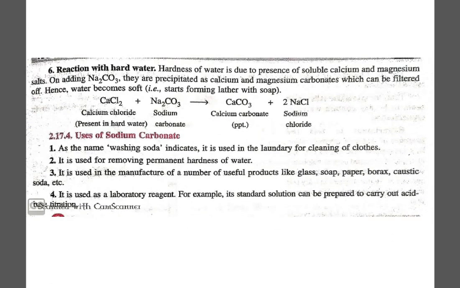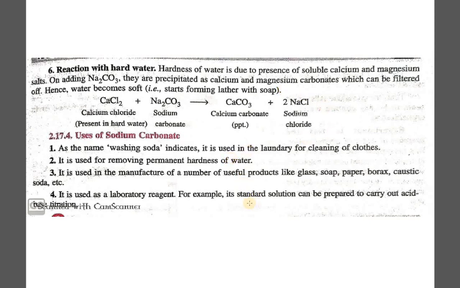Now reaction with hard water. The hardness is basically due to the presence of calcium or magnesium salts. On adding sodium carbonate, they are precipitated as calcium or magnesium carbonates, which can be filtered off, and hence water becomes soft. So the calcium chloride present in the hard water, when it reacts with sodium carbonate, is actually a double displacement reaction, and there will be formation of calcium carbonate, which is the precipitate, and sodium chloride salt here. Just recall the very first chapter where you have studied the different kinds of reactions already.